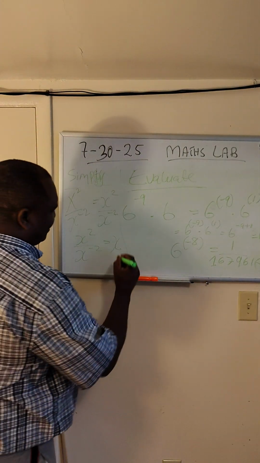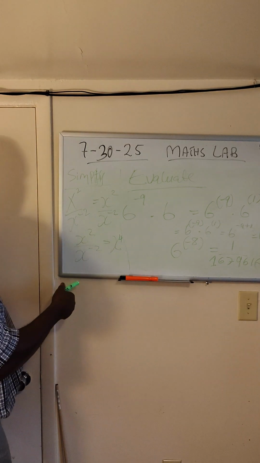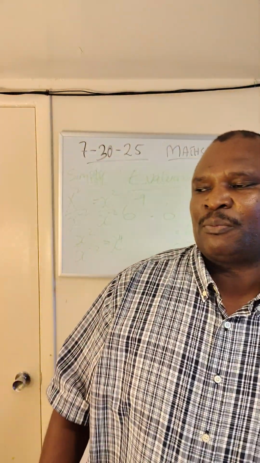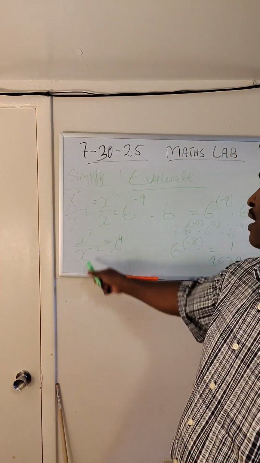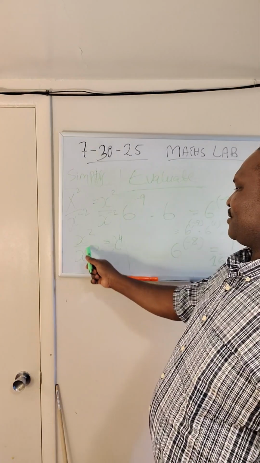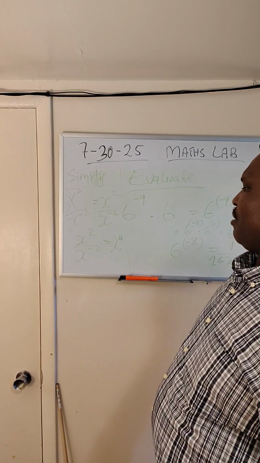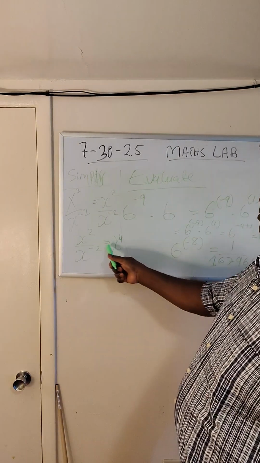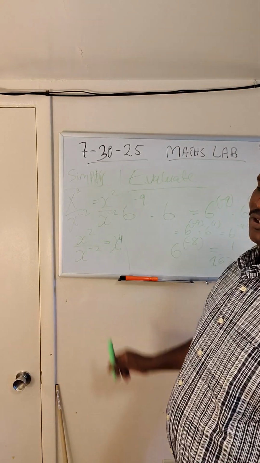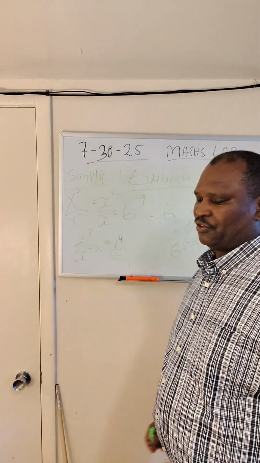So now notice the change. When you cross multiply, we take care of the negative sign. When you cross multiply like that, the negative sign will have to go. This cross here takes care of the negative sign. So what we have left is x raised to the power of 2 times 2, which gives us 4. So now the final answer is x raised to the power of 4.